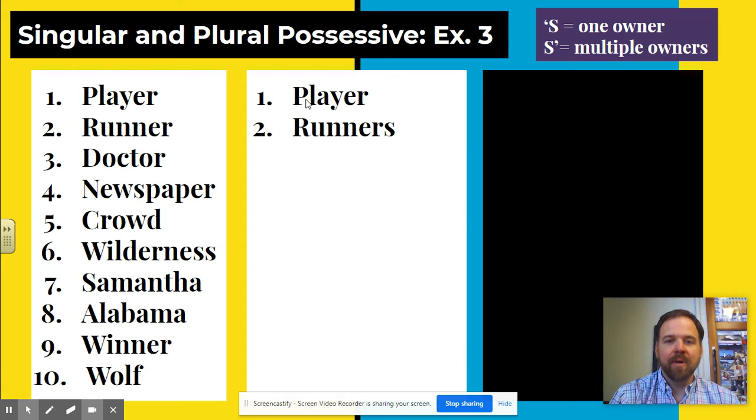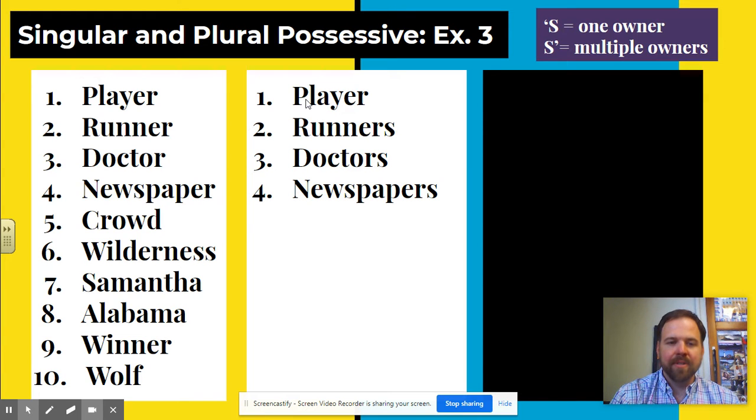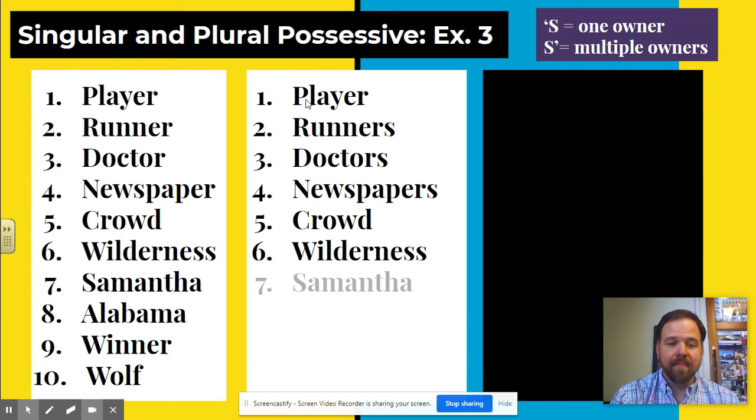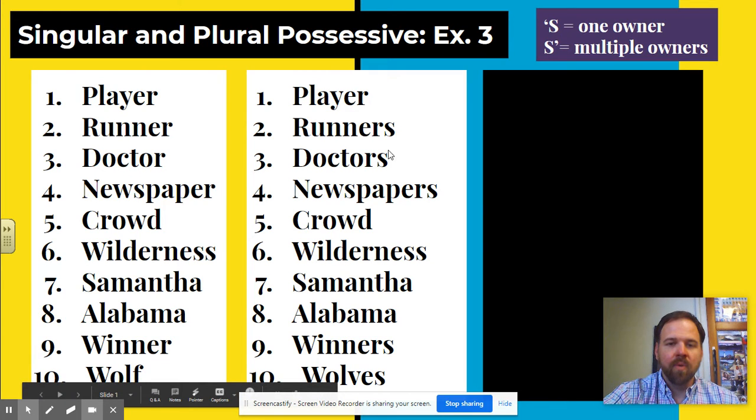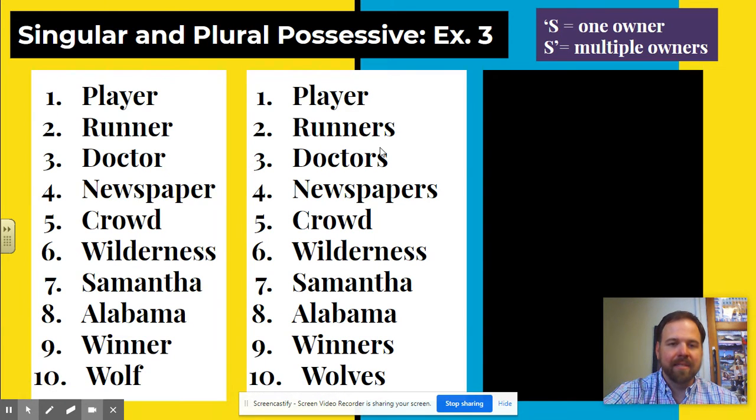Runner became runners. Doctor became doctors. Newspaper became newspapers. Crowd stayed the same. Wilderness stayed the same. Samantha stayed the same. Alabama stayed the same. Winter turned to winters. And wolf actually turns to wolves. This is a good example to look at because not every word, when it's possessive or as it's plural, is going to be the same spelling. Okay, so already by looking through this list, you can tell which ones are going to be singular and plural possessive for the most part.